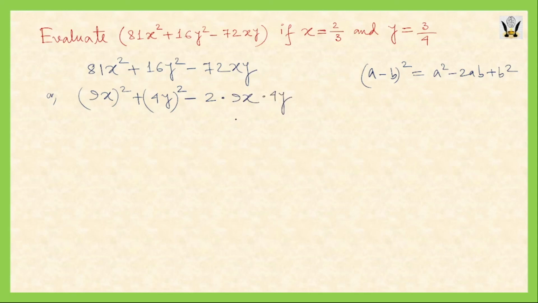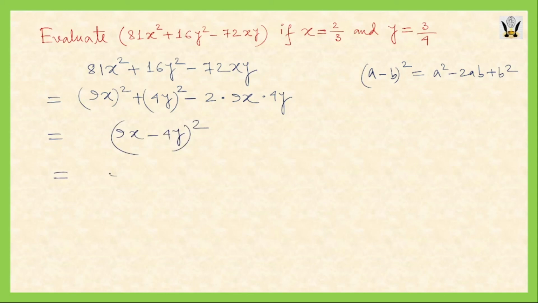Now let's multiply this. 9 2s are 18, 18 4s are 72. Perfect. So 72 we have obtained, and xy. That means this 72xy can be rearranged this way with a and b, where a is 9x and b is 4y. That means we can use this identity and write this expression this way: 9x minus 4y whole square.